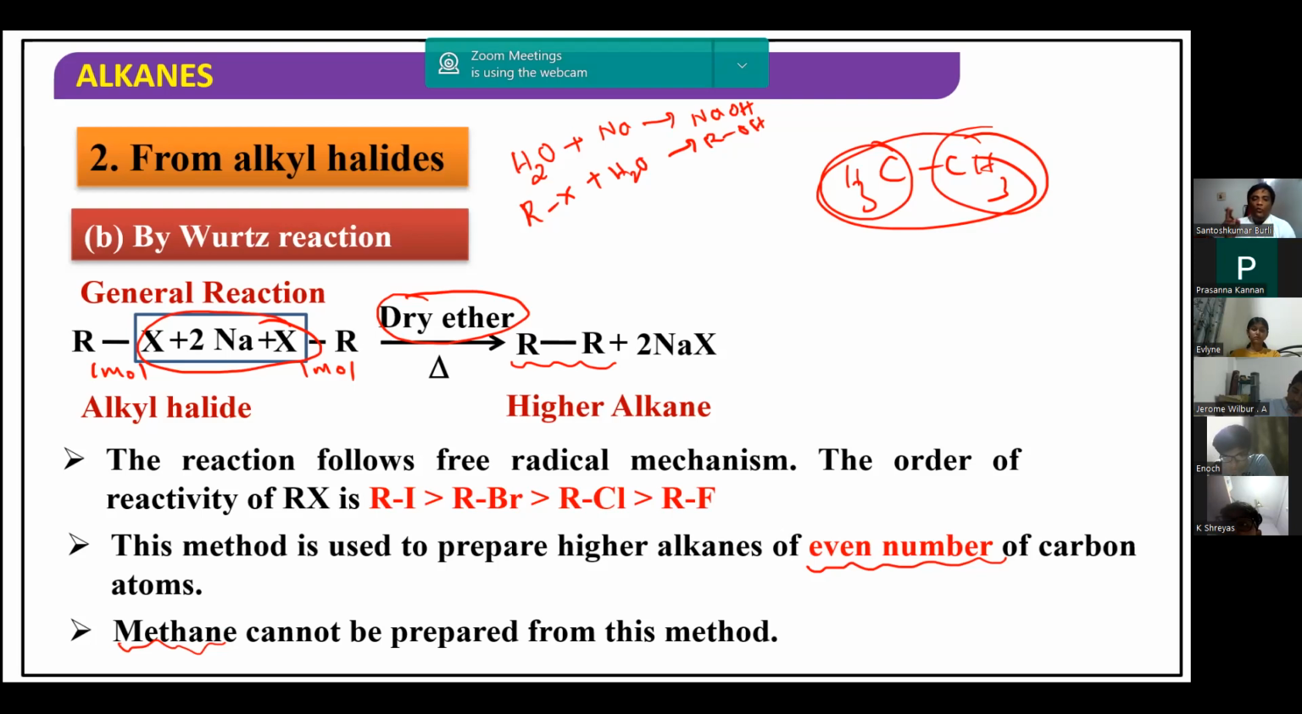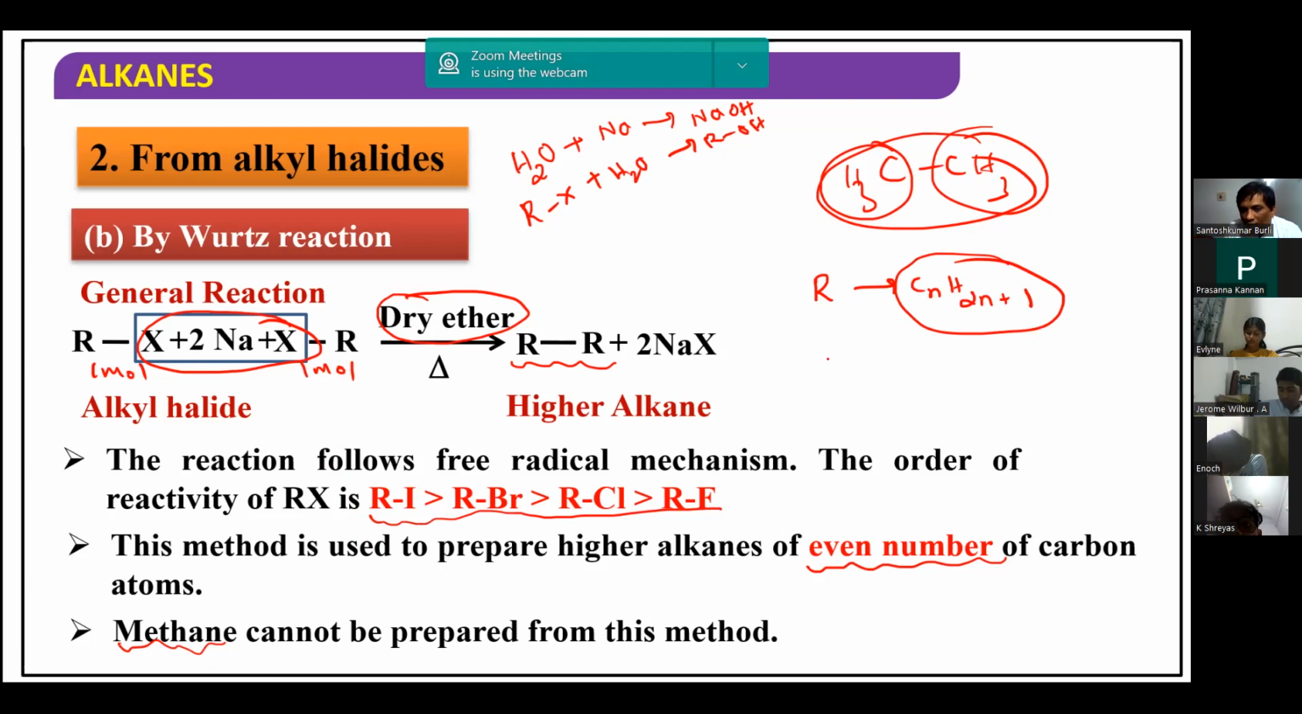Now, coming to one more point here before I go to that mixed odd number of carbon atoms. Here, the order of reactivity for alkyl halides. R is an alkyl group. R is nothing but CnH2n+1, one less hydrogen than an alkane. That is called an alkyl group.